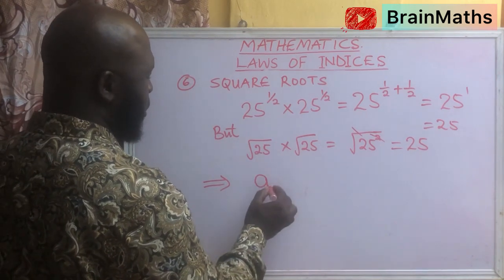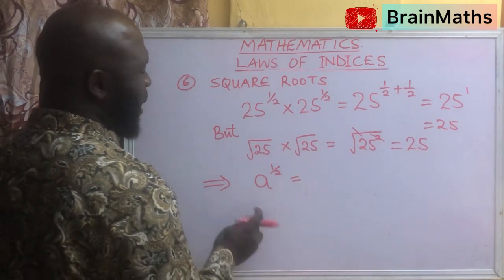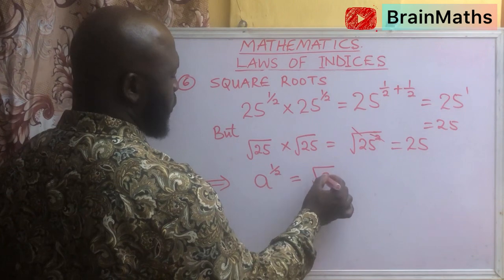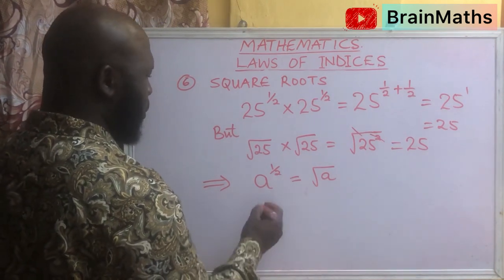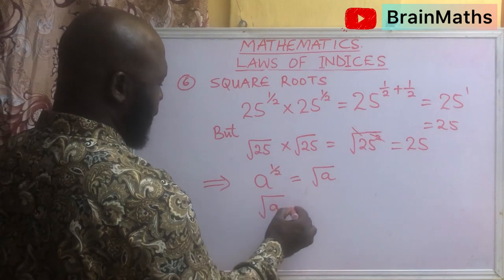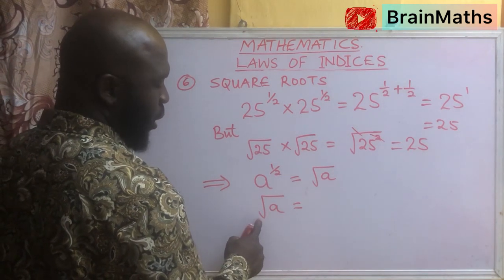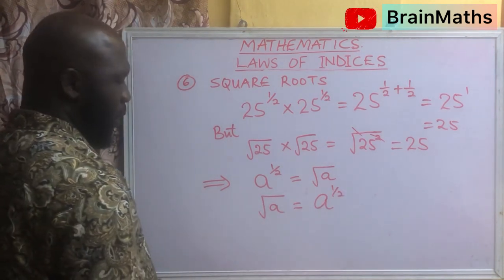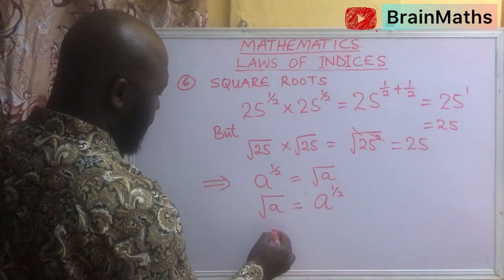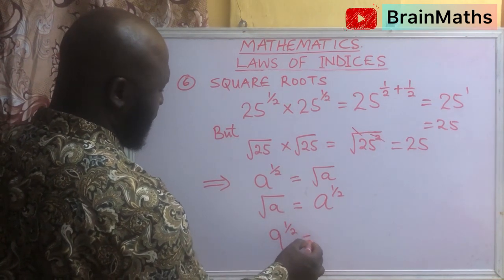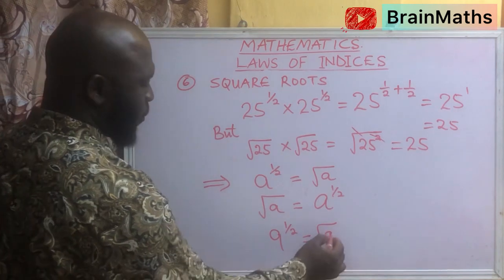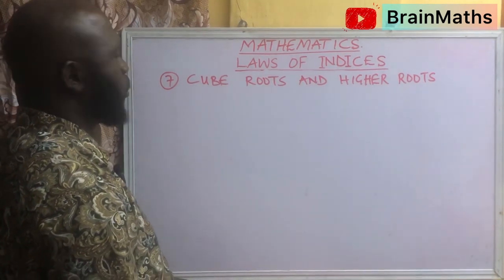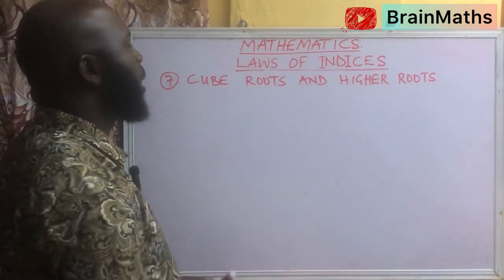So if you look at this and what we have done here, we can come to the conclusion that anytime you are given any number that is having a power of half, that is the same thing as square root of a. And also, we can say safely that anytime we have square root of a, it can also be rewritten as a raised to power 1 over 2. If you are given 9 raised to power half, it is the same thing as square root of 9, which is equal to 3.